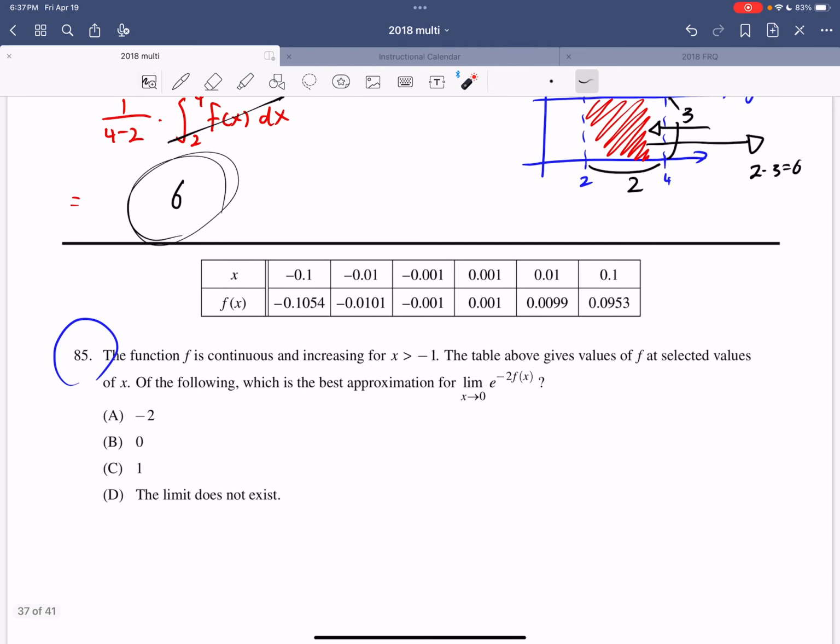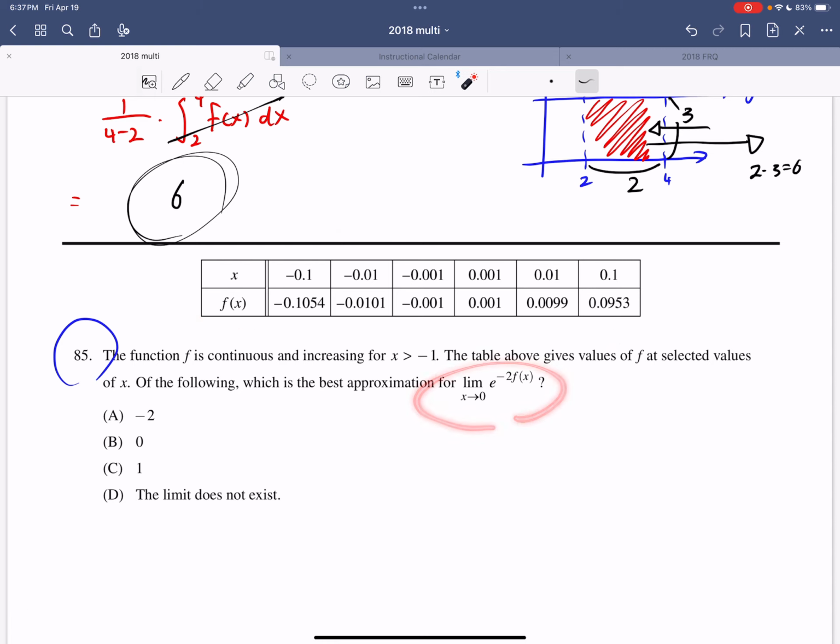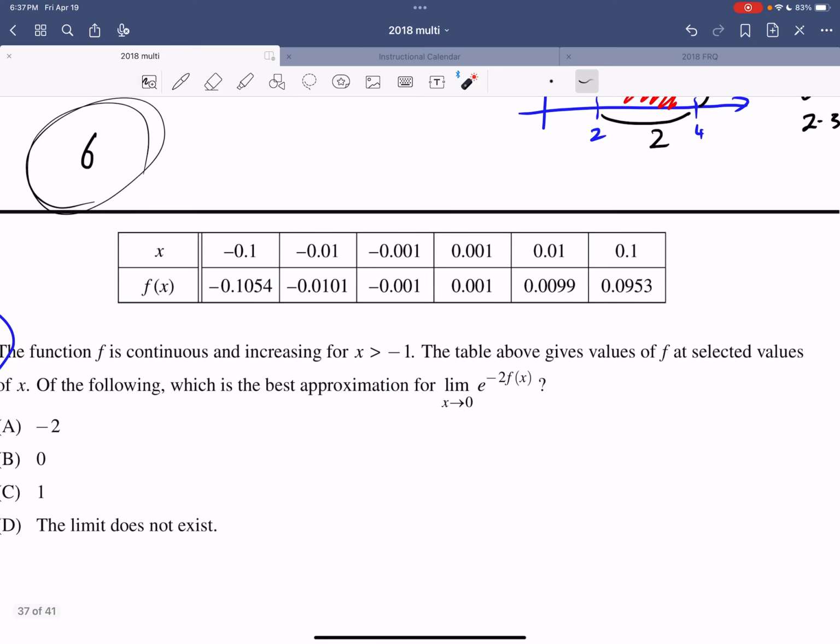So let's do question number 85. We got a table, we don't know, and we got this equation. Which of the following is the best approximation of this one, right?